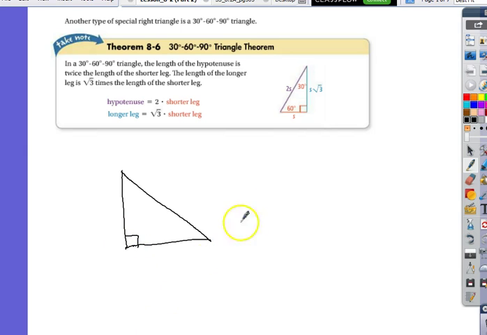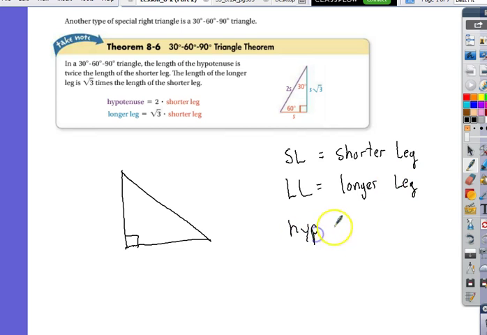And if you look at this picture up here, you see that in a scaled version of a 30, 60, 90, there is a shorter leg and there is a longer leg. And I'm going to label the shorter leg SL. When I say SL, I mean the shorter leg. And when I say LL, I mean the longer leg. And then, of course, hype means hypotenuse.